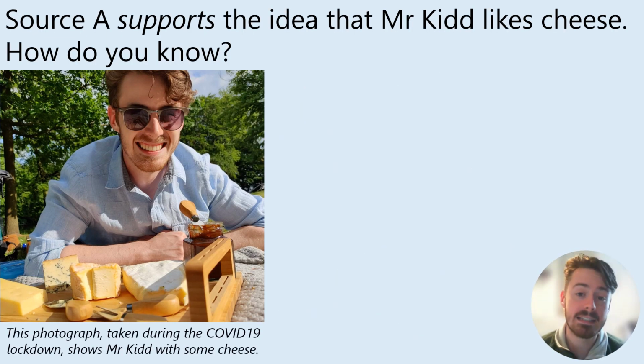So here is an example question. Again, 4 marks, but I've used a picture of myself as the source. Source A supports the idea that Mr. Kid likes cheese. How do you know? The way that you should approach this question is that you should try and analyze different parts of this source to try and come to an idea of why it's supporting. We're not talking about that's supporting, that's supporting, that's supporting. We're not going to name things. We need to think about different areas. And I'd say there are 3 areas that you can use, and you should probably use more than one to come to your analysis and conclusion of why this source is supporting, at least in this case.